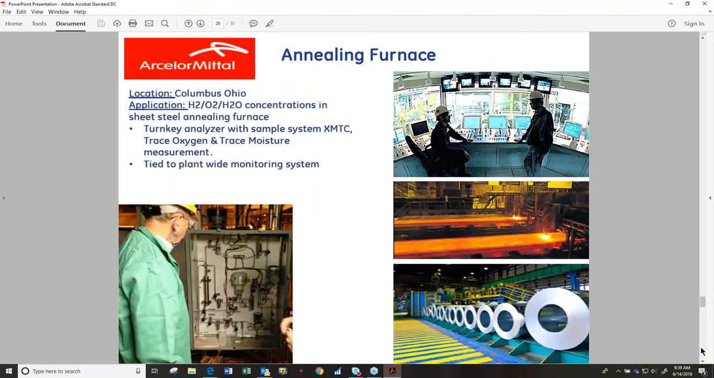please. So another ArcelorMittal plant, just showing another turnkey system. In that one, down in the bottom, you can see the Delta F sensor.